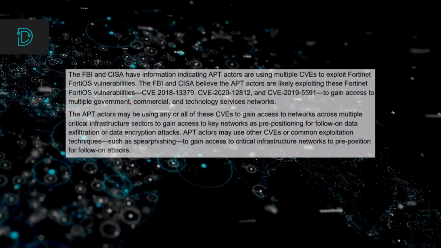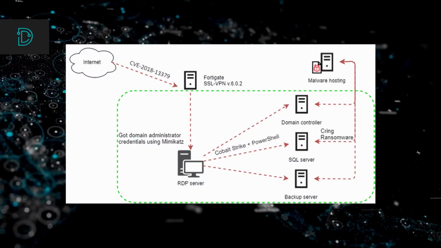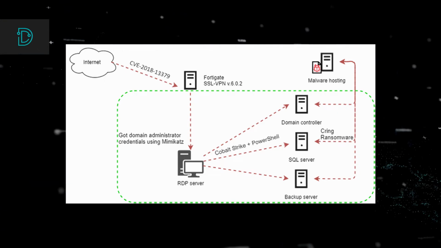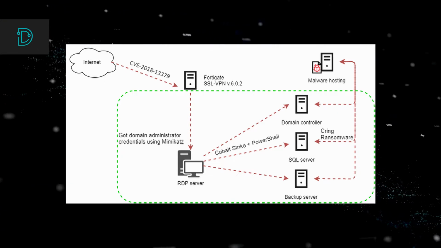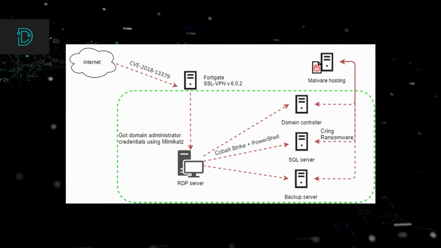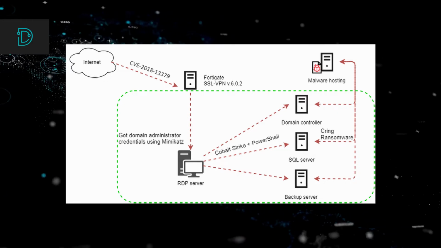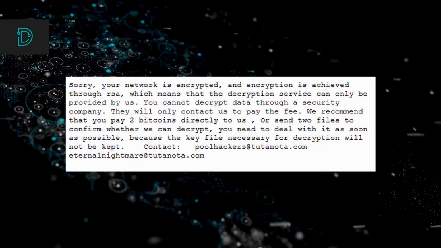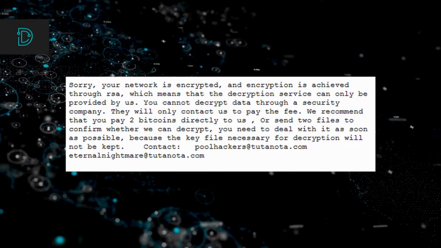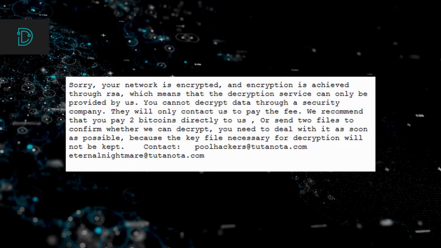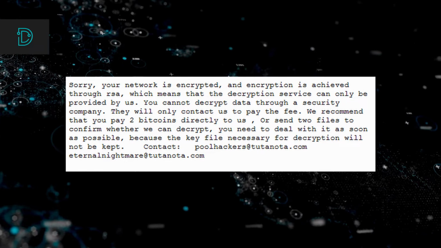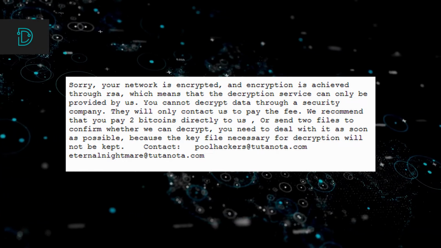manufacturing plants in Italy. Cring is a ransomware that takes hold of networks by exploiting long-patched vulnerabilities to extract a domain's administrator credentials. After infecting the system, Cring ransomware encrypts the stolen data and leaves a ransom note, which in this case asks for 2 bitcoins in exchange for the stolen data.